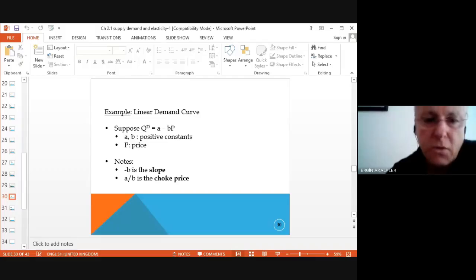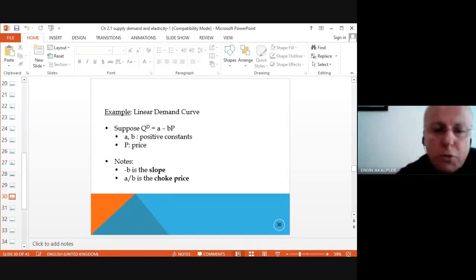An increase in price results in quantity demanded increasing to infinity. As we are giving an example here, QD is A minus BP. Here, minus B is delta Q over delta P. A and B are positive constants, P is the price. As I said to you, minus B, delta Q over delta P, is the slope, and A over B is the choke price.